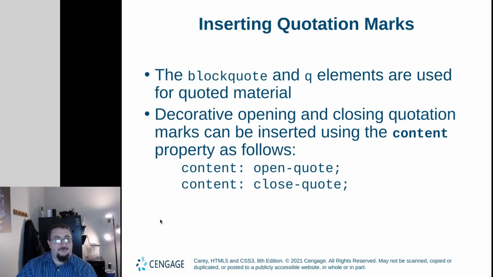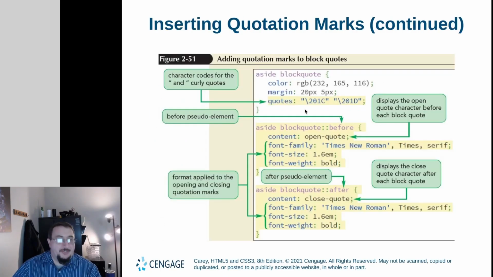Block quote, cue elements for quoted materials, and you decorate those using content of open or close quote. See here we're setting character codes. The quote here is 201C and D. These are the specific characters for those character codes. We say before this pseudo element of a block quote, we want to use the open quote, set our font family to Times New Roman, Times, and Serif with a 1.6 font size and a font weight of bold. And then after, we're setting our block quote to close it, setting our font size again for that close quote to Times New Roman, Times, and Serif with a 1 and a font weight of bold.